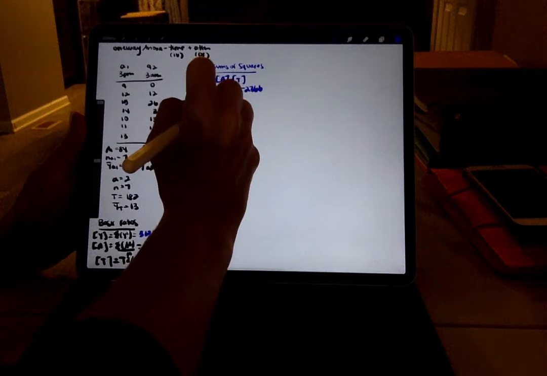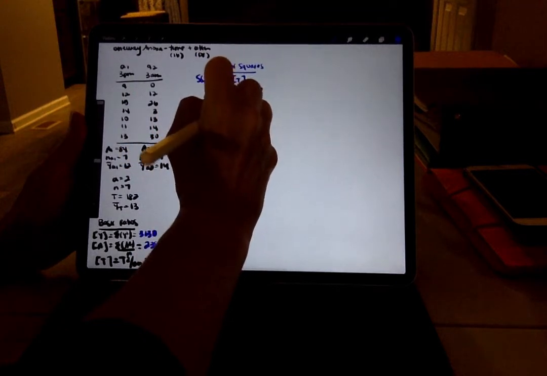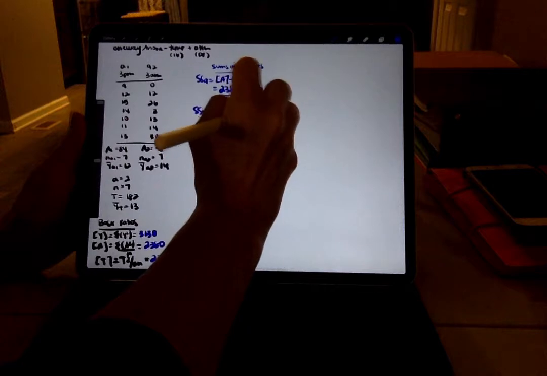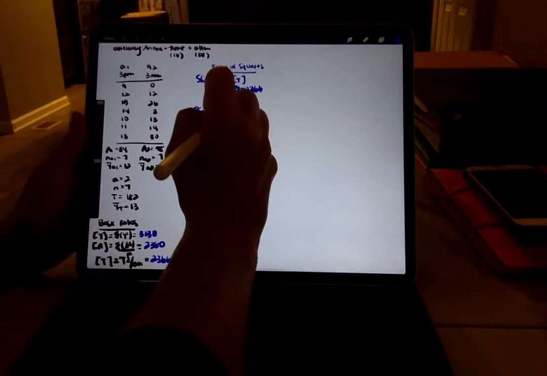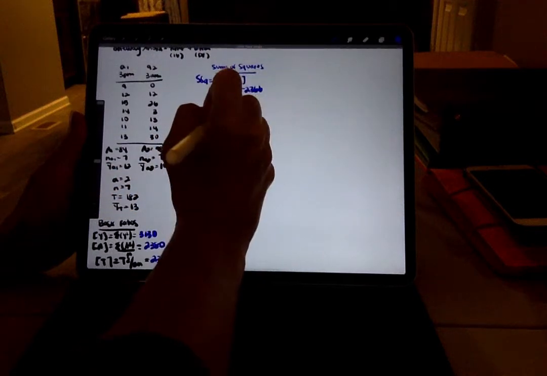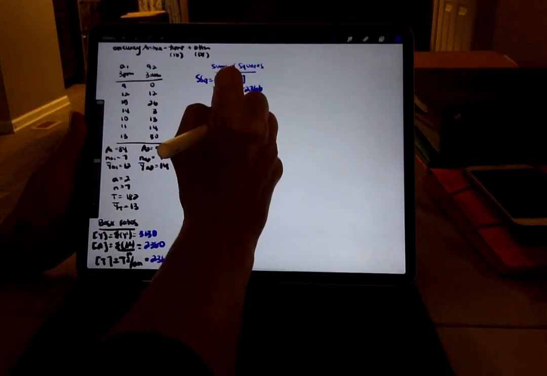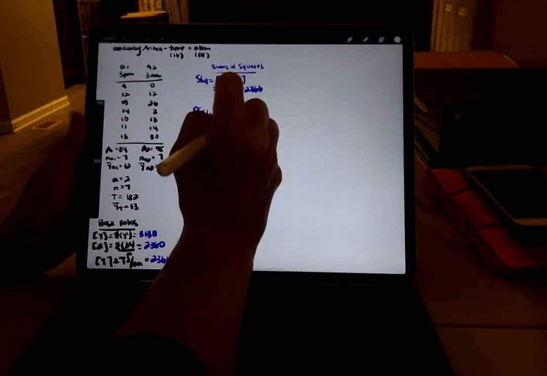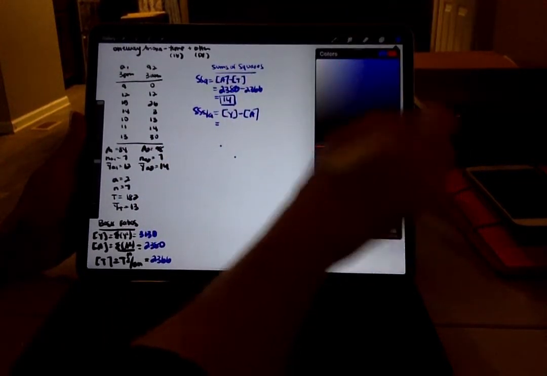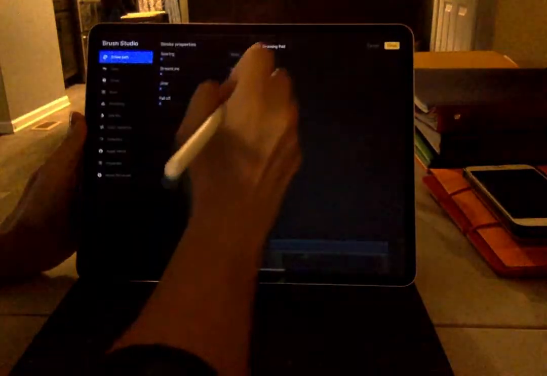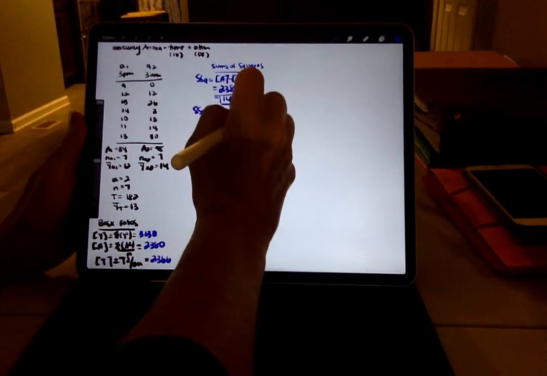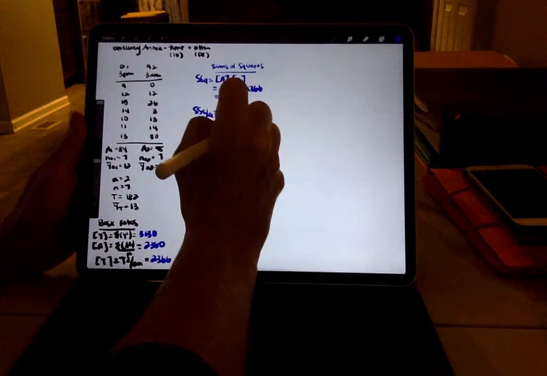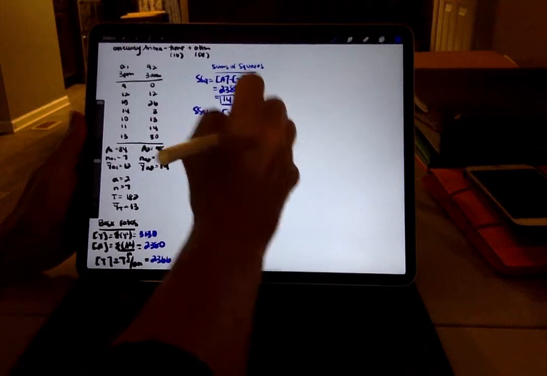Our second sum of squares is our sum of squares S over A. And the formula for this is the basic ratio for Y minus the basic ratio for A. So we have 3130 minus 2380, which equals 750.